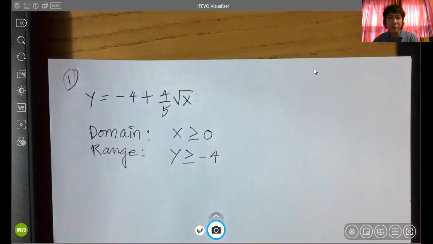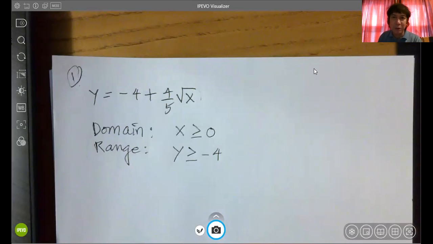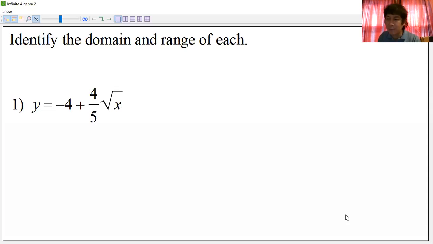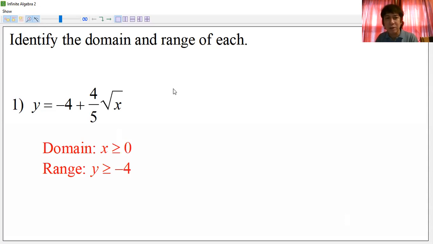Let's verify. We shall check this in our problem set. So what's the answer? The domain is x greater or equal to 0. The range is y greater or equal to -4. Exactly what we have on the paper. So let's continue with the next number.